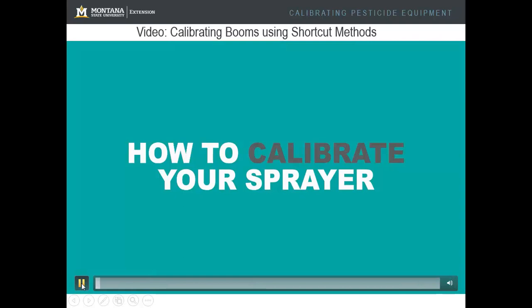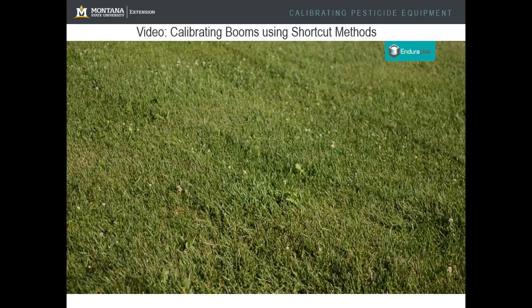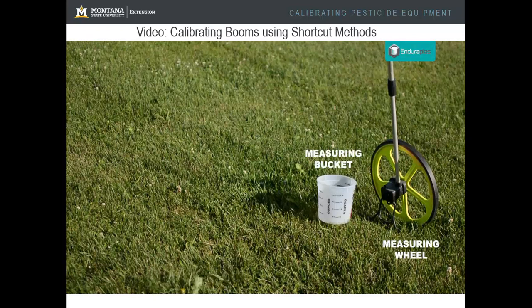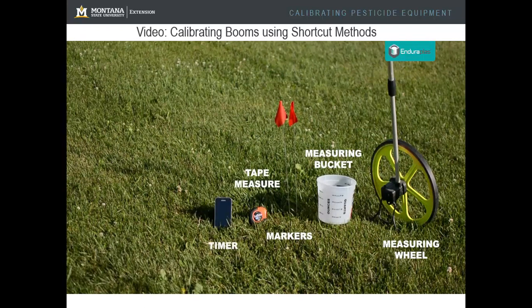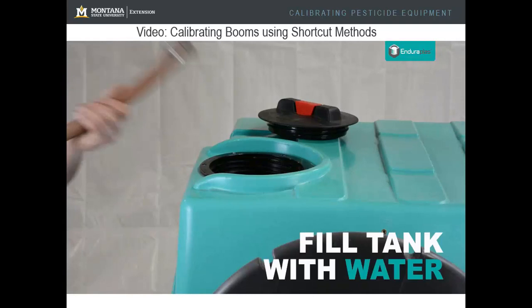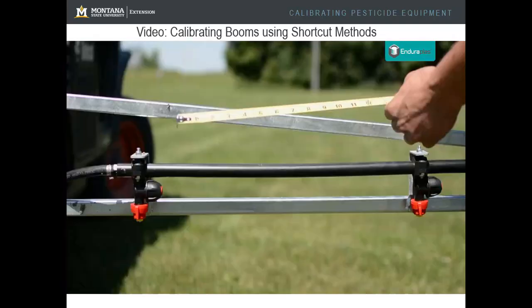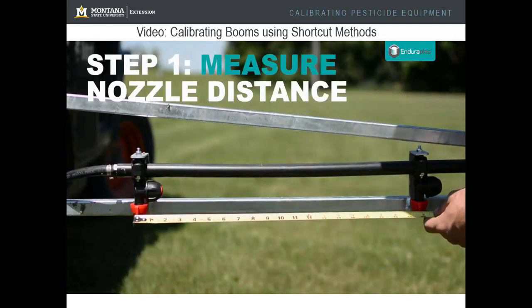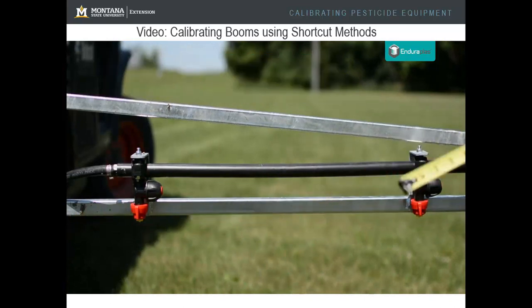How to calibrate your sprayer. You will need a large measuring tape or wheel, a measuring bucket, 2 markers, a tape measure, a timer or smartphone, gloves, and a toothbrush to clean your nozzles if you discover they are clogged. After your tank is filled with water, measure the distance between each nozzle to determine the length of travel distance.